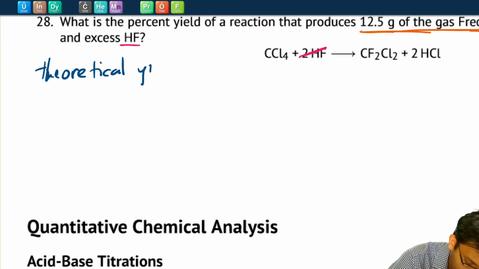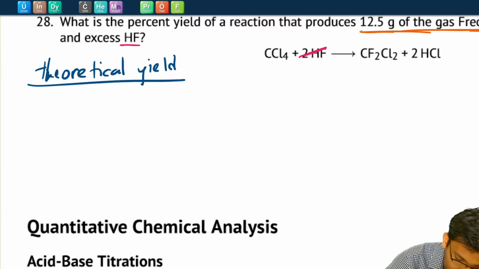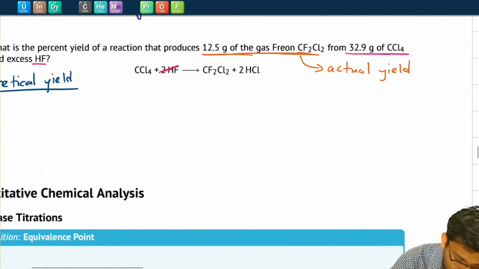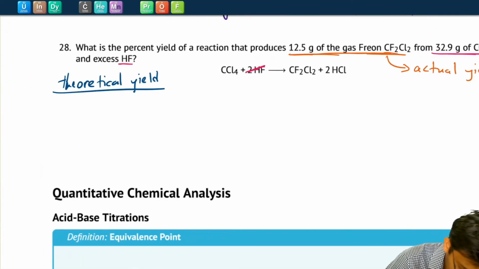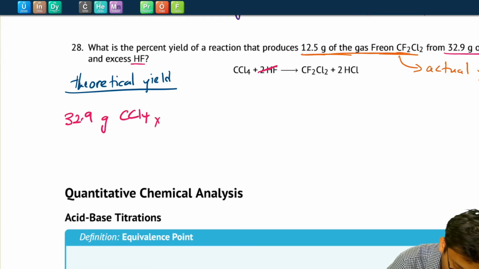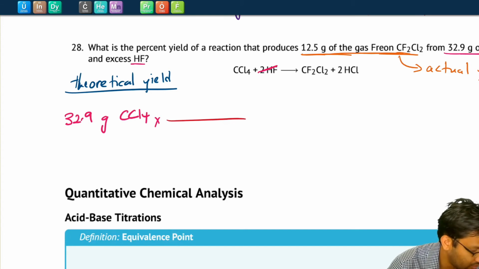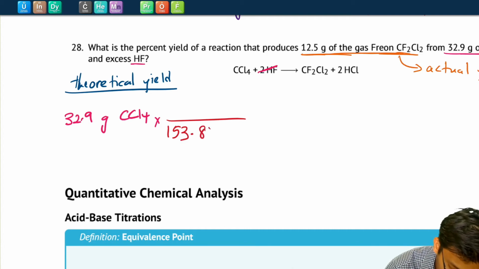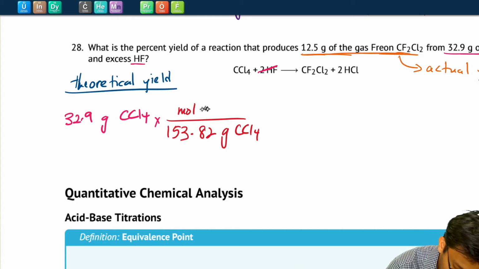Theoretical yield. Our starting amount, it says, was 32.9 grams of carbon tetrachloride. Oops, it's 32.9. There we go. 32.9 grams of carbon tetrachloride. We need to divide by the molar mass of carbon tetrachloride to convert to moles, and the molar mass of carbon tetrachloride I found to be 153.82 grams of carbon tetrachloride per mole of carbon tetrachloride.